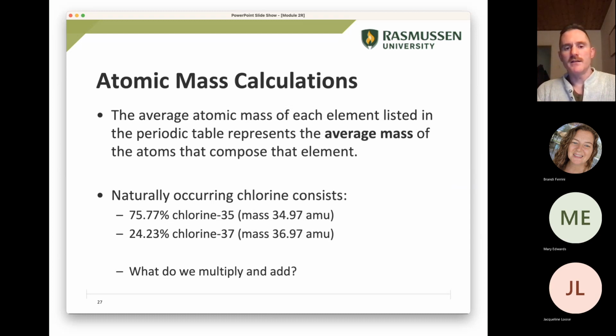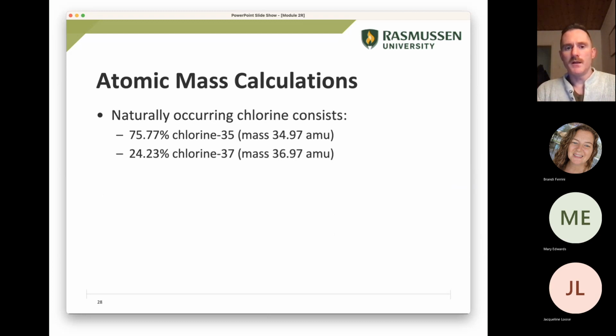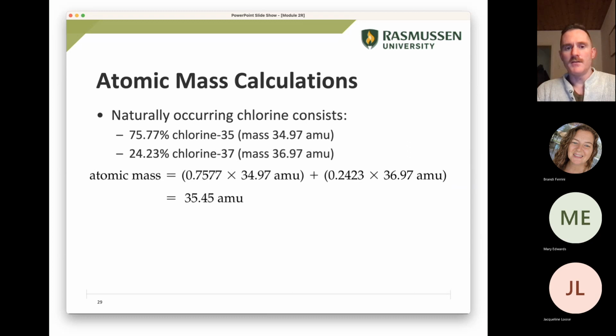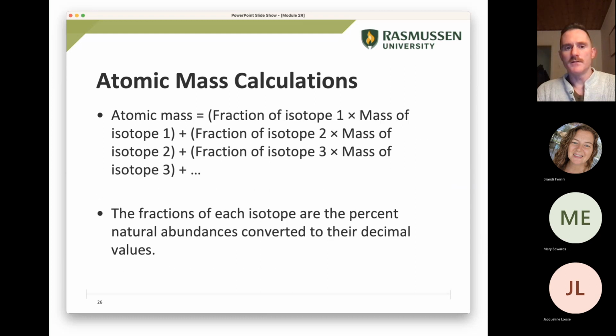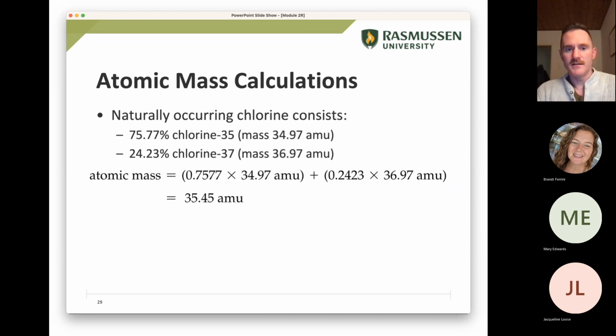If you wanted to translate these percent abundances and atomic mass units into the periodic table value, you basically just have to multiply each abundance by the weight and add them all up. You just follow this formula: fraction of isotope times mass of isotope, plus fraction of the other isotope times mass of the other isotope, to get a total. It's just an average of all of those.